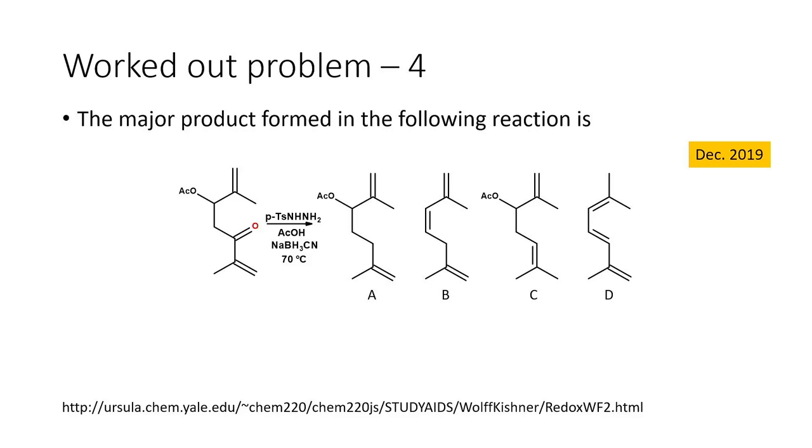Let us move on to the next problem. This problem appeared in December 2019. The major product formed in the following reaction is, a starting material is given. We have, again, an alpha beta unsaturated carbonyl compound, and this is treated with paratoluene sulfonyl hydrazine, acetic acid, sodium cyanoborohydride at 70 degrees centigrade to give one of the products. So, four options are given here.